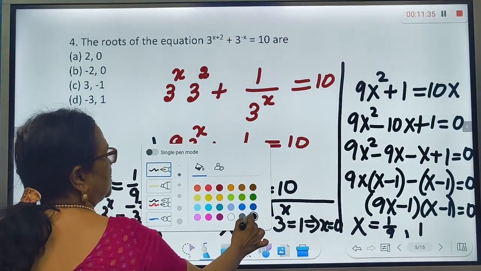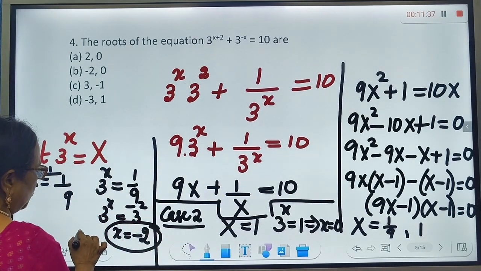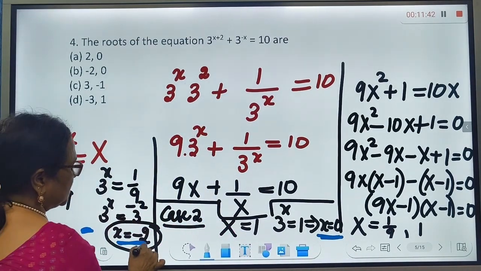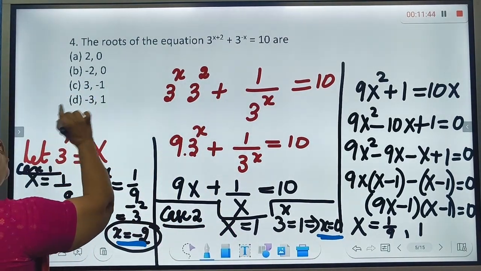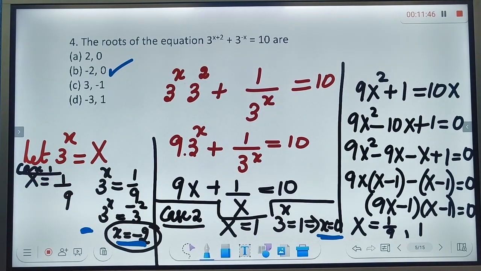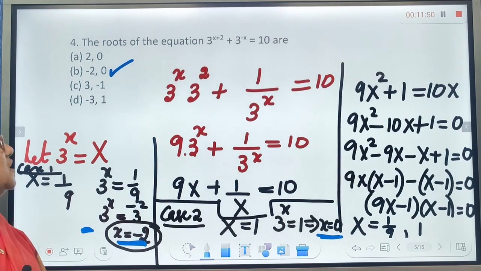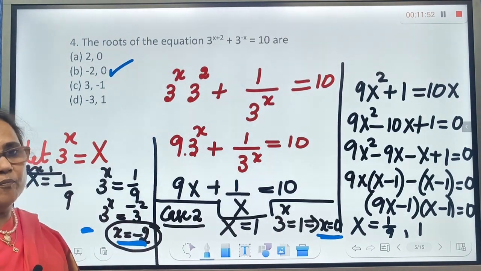Let me highlight the possibility. So this is 1, the other one is this. x is 0, x is minus 2. So minus 2 comma 0. So this is the correct solution. So this is an example of an equation which is reducible to the quadratic form.